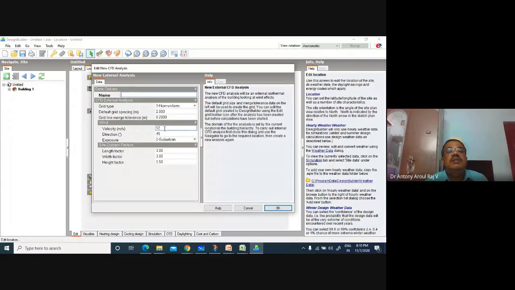So what is the direction with which the wind is blowing? Okay, so I am taking it as 45 degrees from the north. So it is inclined at 45 degrees from the north.